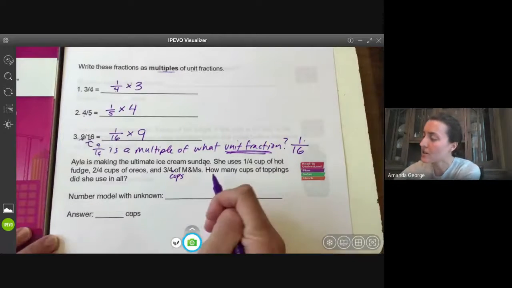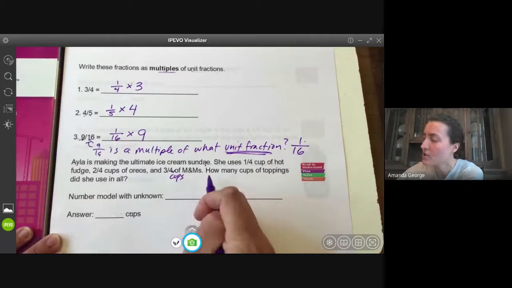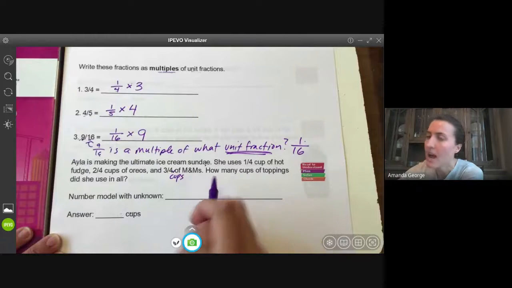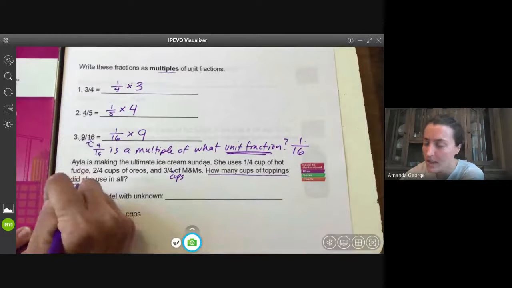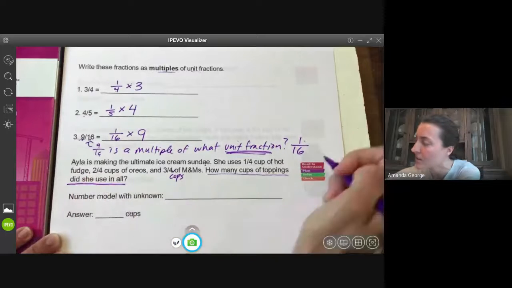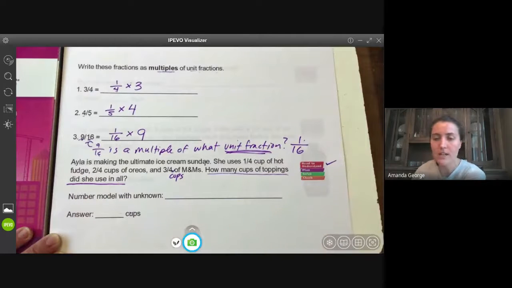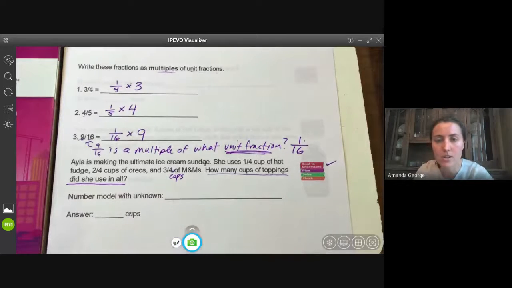So I'm going to underline my question. I want you to go ahead and say the question out loud while you're at home. How many cups of toppings did she use in all? Glad I saw your lips moving. So I've read to understand. Now I need to make a number model with unknown to help me answer this question.